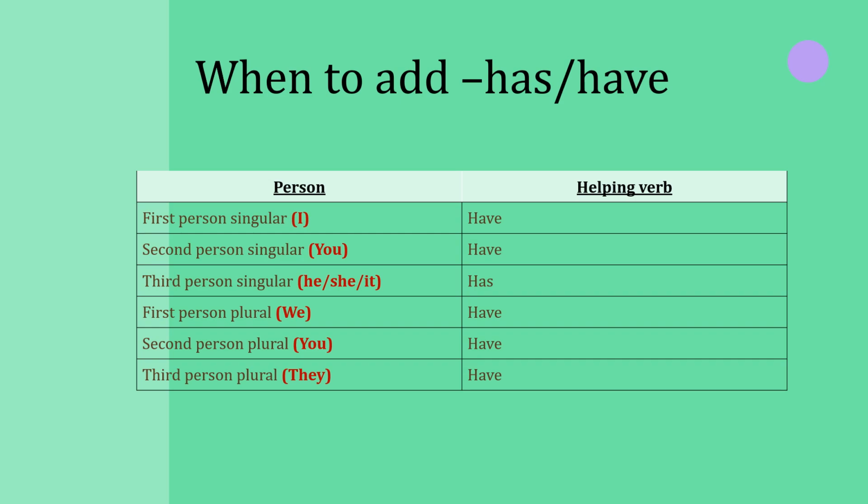First person plural. Now the plural form of I is we. So we use have with we. Second person plural. You remains you in the plural form. So we add have. Third person plural. He, she, it become they in the plural form, and we add have with they. So they have. The helping verb is have for they.